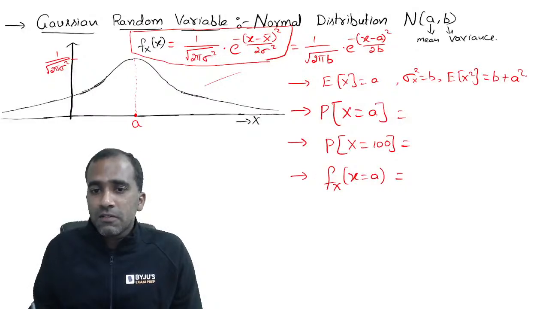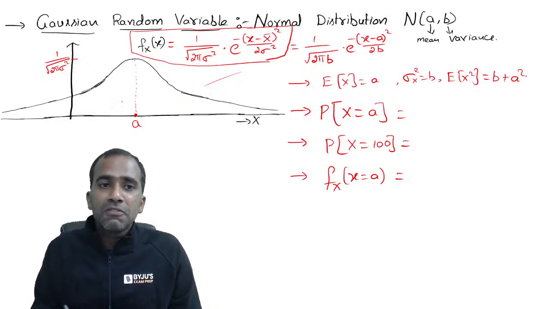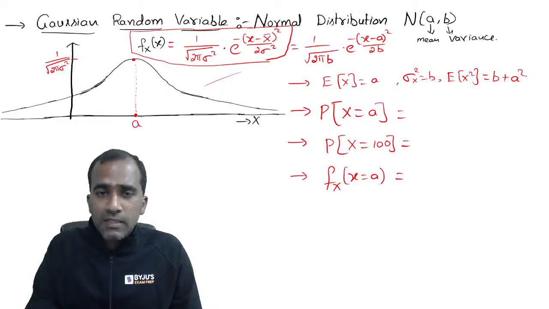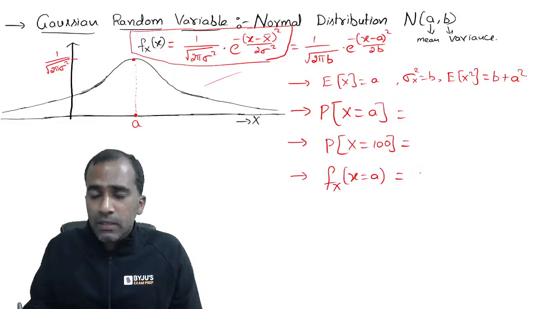I'm talking about f_X(x) equal to x bar. I'm talking about the functional value here. At x equal to a, what is the height here? We have written it, no? Or you can substitute here. X equal to a, if you substitute, e power 0 is 1. It will be 1 by root of 2 pi b, or 2 pi sigma square you can write.